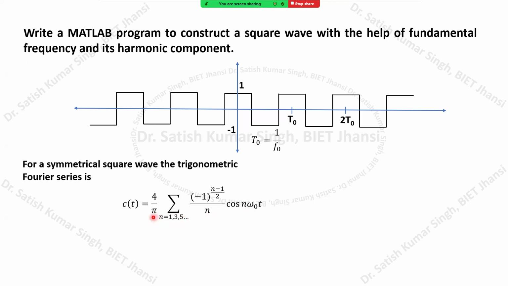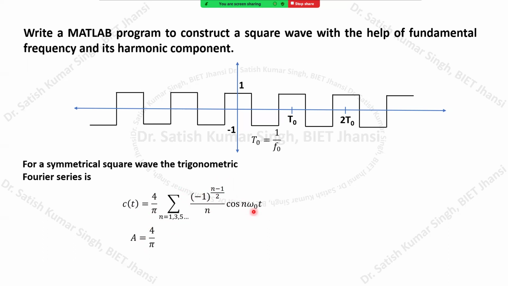So here you can see this amplitude is 4 upon pi. Let's assume that this 4 upon pi is denoted by A. Then let us suppose n equals 1. In that case, you can calculate this value: 1 minus 1 divided by 2 becomes 0 upon 2. So (-1) to the power 0 will give you a value equal to 1. So it is 1 divided by 1, and here it is cos n omega naught t.